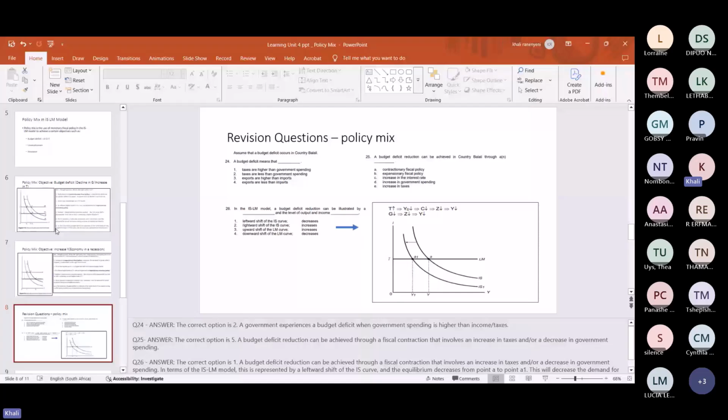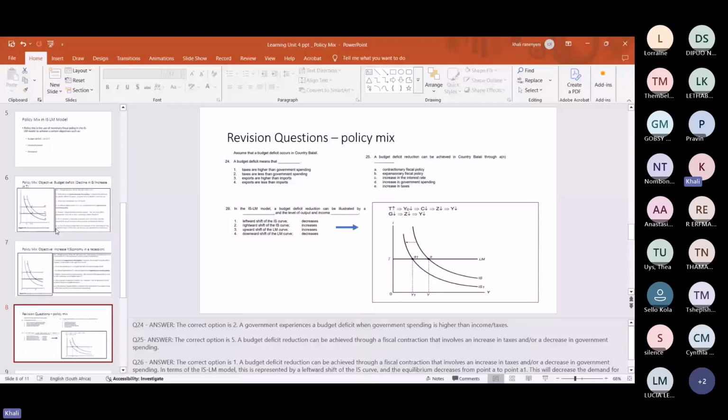Moving on to 26, in the IS-LM model, a budget deficit reduction can be illustrated by a shift, and the level of output and income. What is the answer? Anyone? We just did this now. So the budget deficit reduction, we said this is a contractionary fiscal policy. So this can be illustrated by, is it 3 and 4? Which curve shifts? Is it the IS curve or the LM curve that shifts? The IS curve goes downwards, right? Because we're talking of a budget deficit.